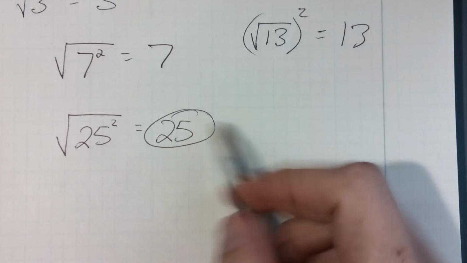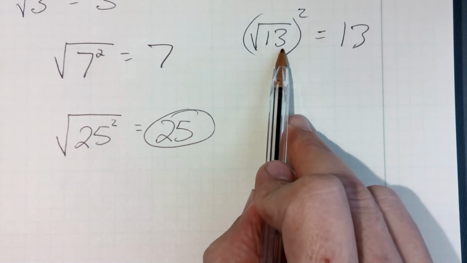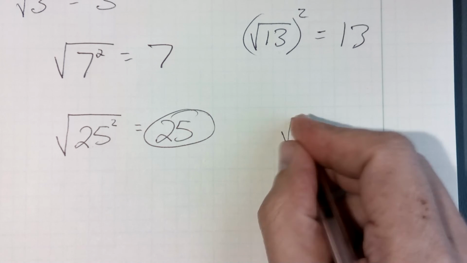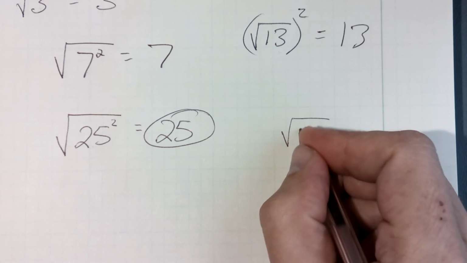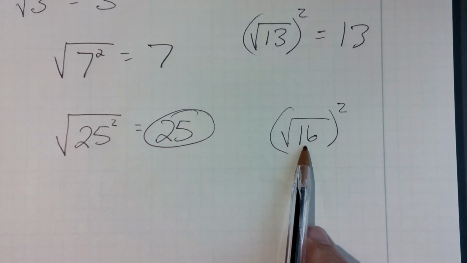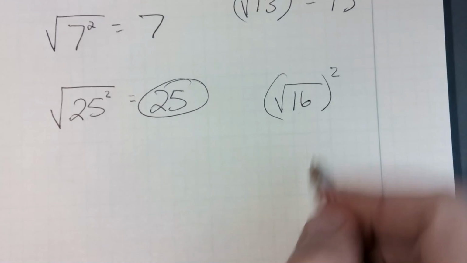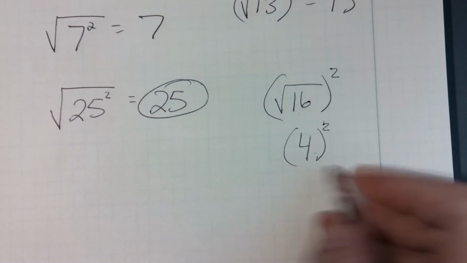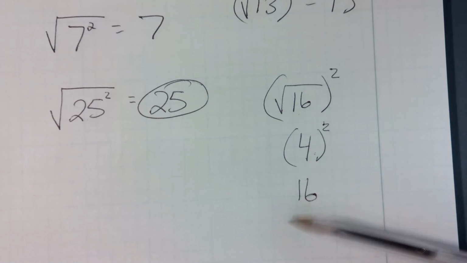That actually makes this one make a little more obvious why this one's true. Let's say I gave you the square root of, and let's keep it simple, 16 in parentheses squared. Well, we all know what the square root of 16 is. That's 4. And then we square it. Well, what's 4 squared? Well, that puts us right back to 16, right?